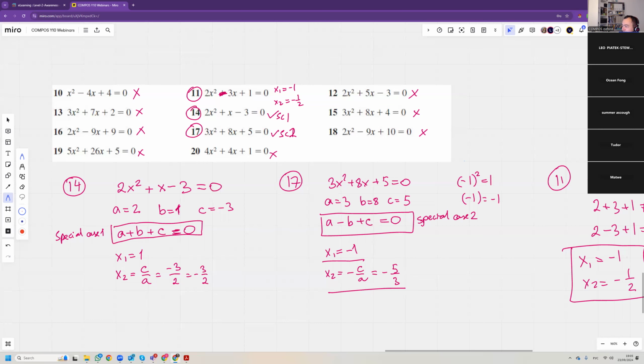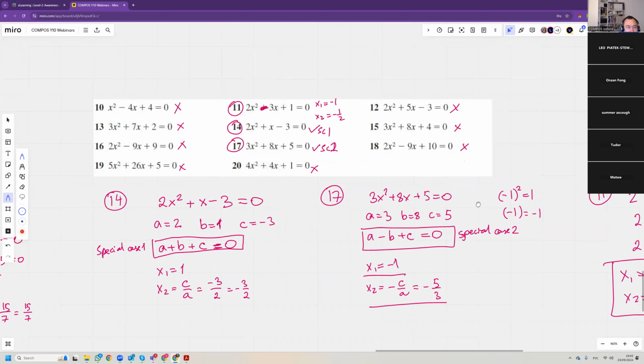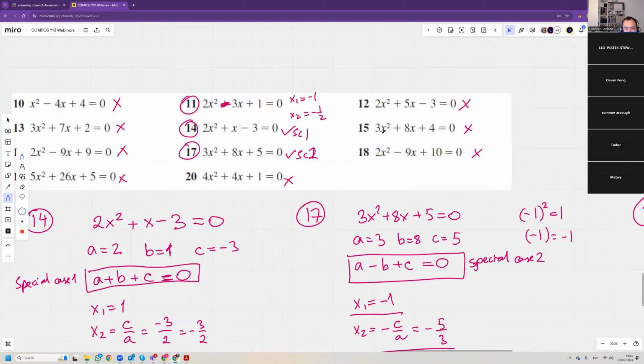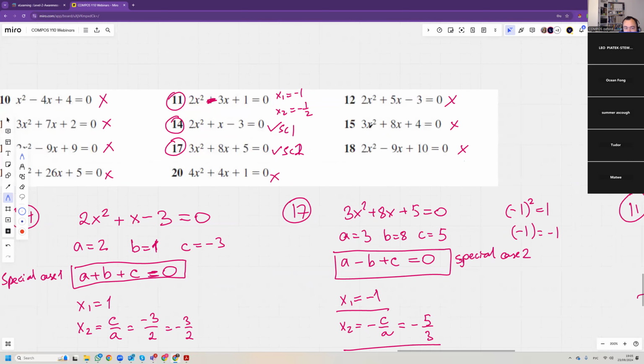How is 15 not a special case? 15 is not a special case because 3 plus 8 plus 4 is not 0, and 3 minus 8 plus 4 is also not 0. So 3 plus 4 is 7, doesn't work.